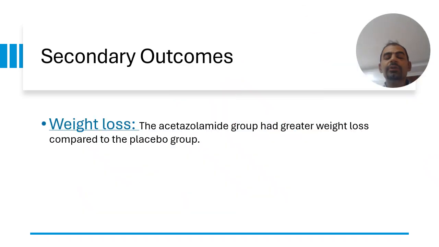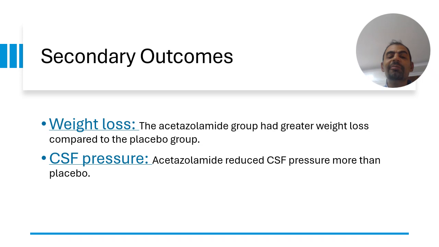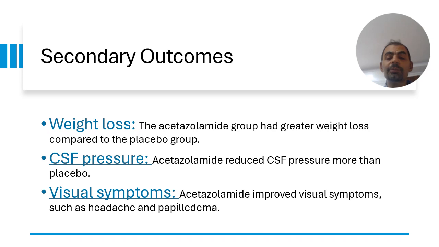The secondary outcomes of the study showed that weight loss was greater in the acetazolamide group than in the placebo group. The CSF pressure was lower in patients receiving acetazolamide than those receiving placebo. And finally, the visual symptoms improved more in patients receiving acetazolamide. So patients receiving acetazolamide did better in different aspects than those receiving placebo.